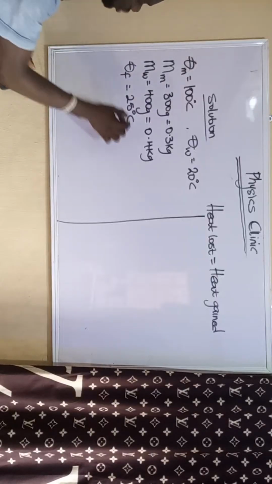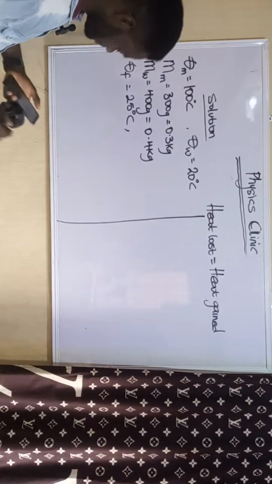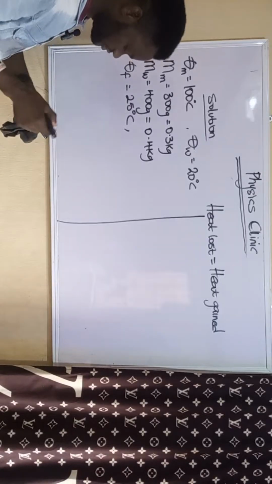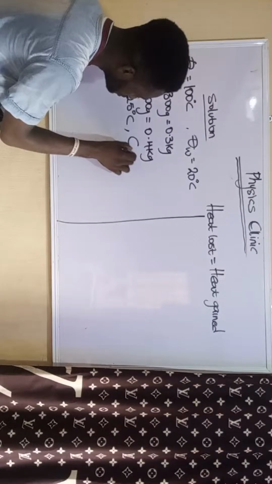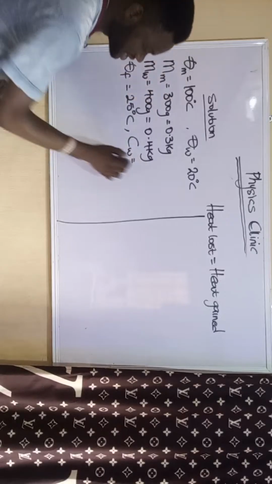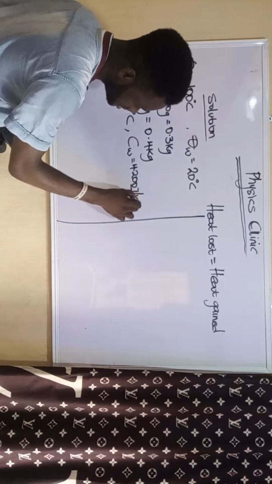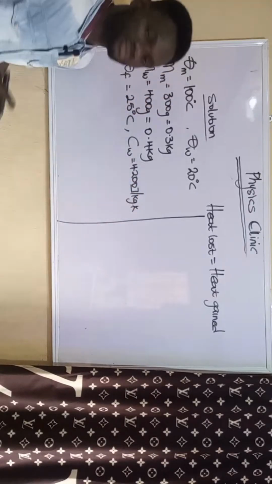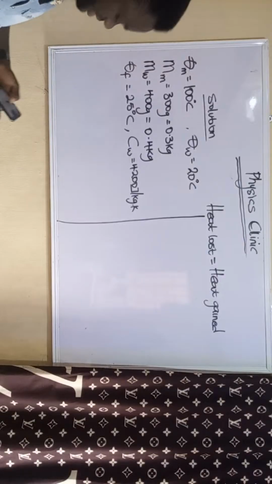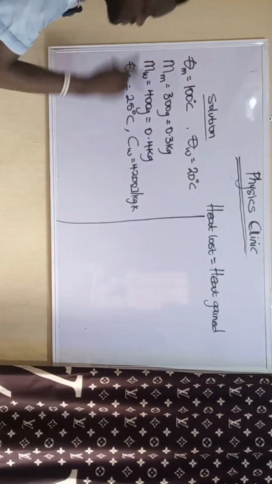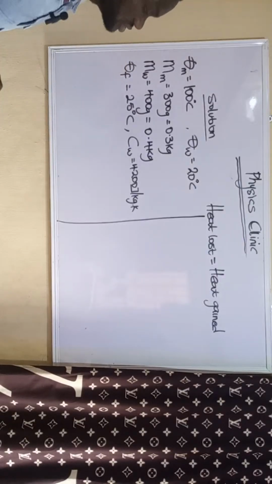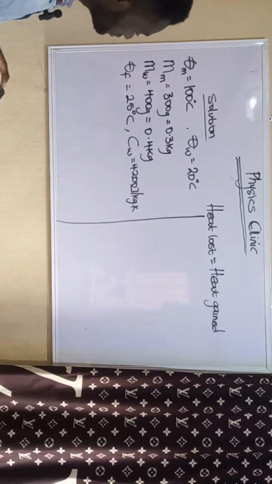So they went further also to mention that the specific heat capacity of water, that's the CW of water, was given to us as 4,200 joules per kilogram per Kelvin. The specific heat capacity of water was given to us as 4,200 joules per kilogram per Kelvin.